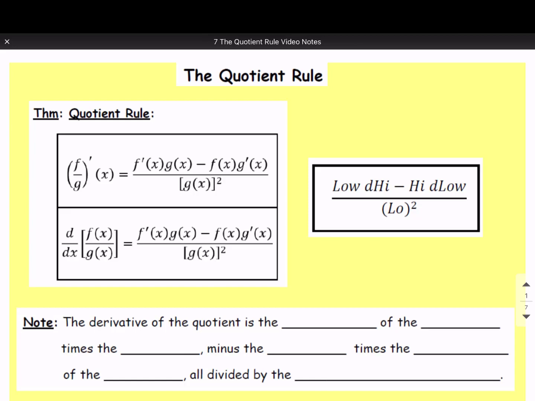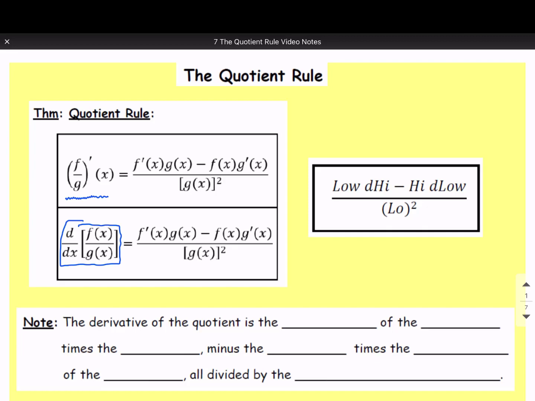Now, the quotient rule is used when we have something like the function f divided by the function g, and we want to take the derivative with respect to x, or the derivative with respect to x of f of x divided by g of x. In either case, the derivative is the derivative of f of x times g of x minus f of x times g prime of x all over the denominator g of x squared.